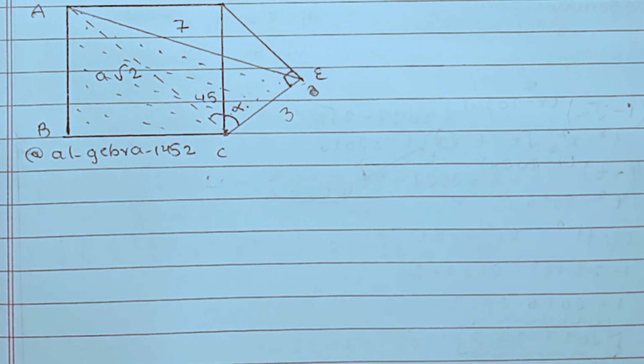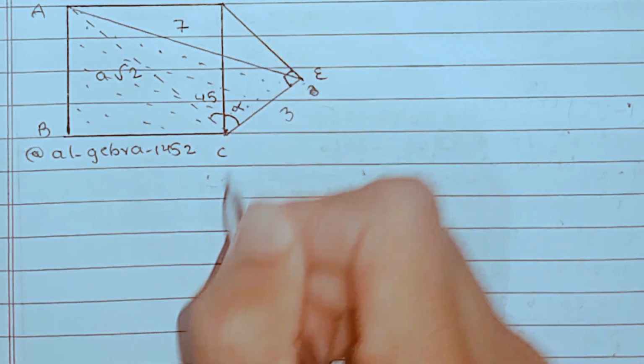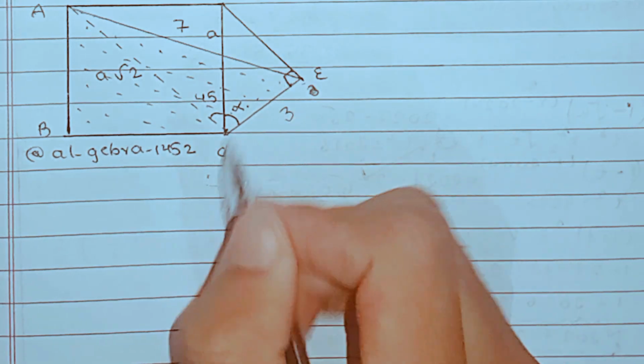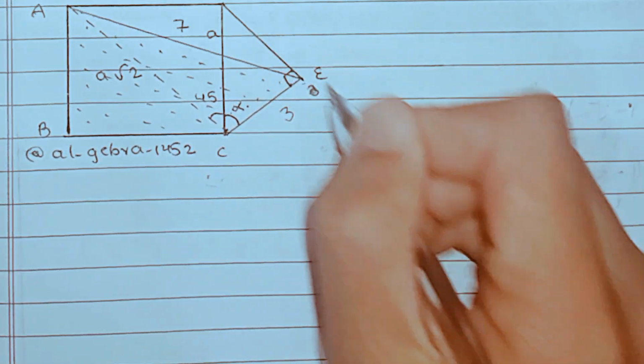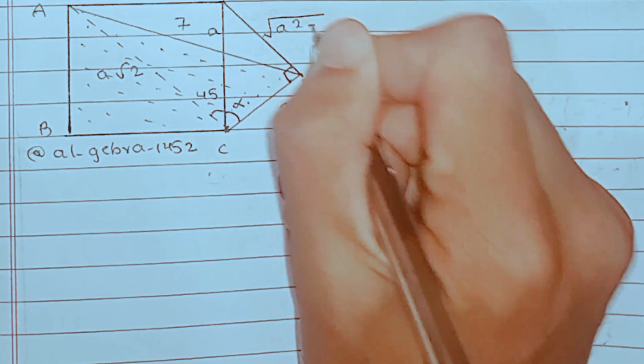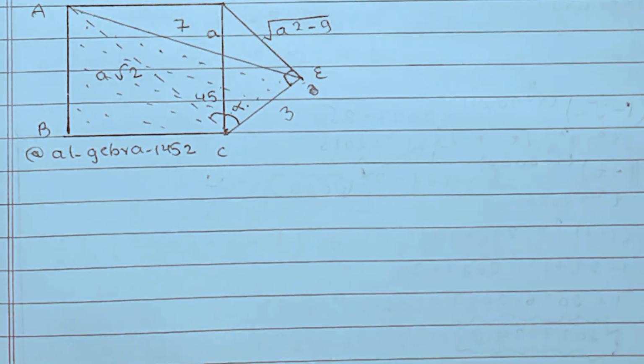Now CD will also be equal to a, because the side length of the square is a. So if you use Pythagoras theorem in triangle CDE, we get the value of ED to be the root of hypotenuse square minus base square, that is 9.